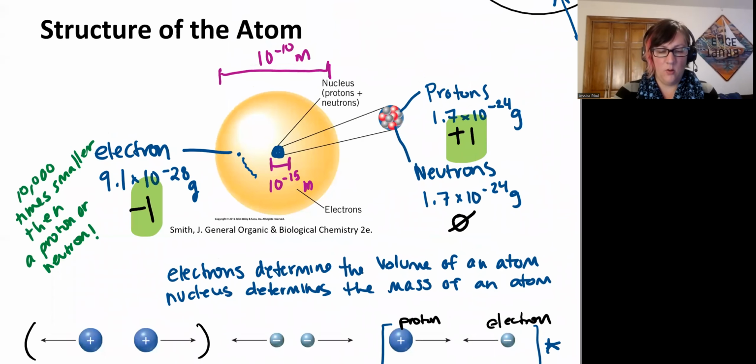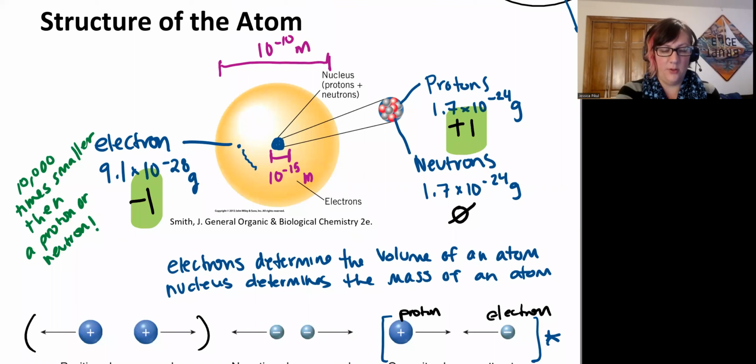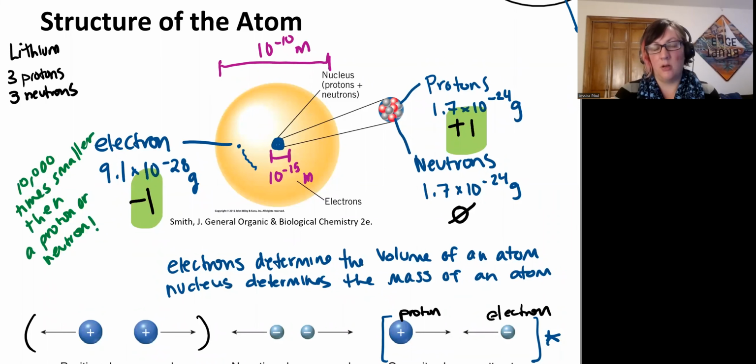I'd like to draw a quick example in the corner here using lithium. So let's write that out. We've got lithium. Lithium as an element has 3 protons. Let's look at an isotope of it, where we'll say it has 3 neutrons. Some lithium atoms may have more or fewer neutrons. We would call those differences isotopes. And it's going to have 3 electrons.